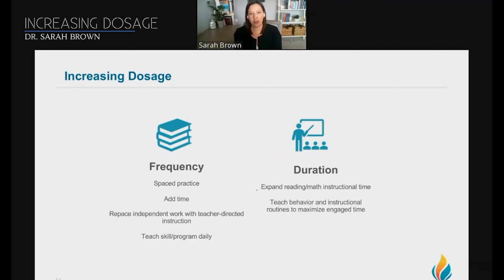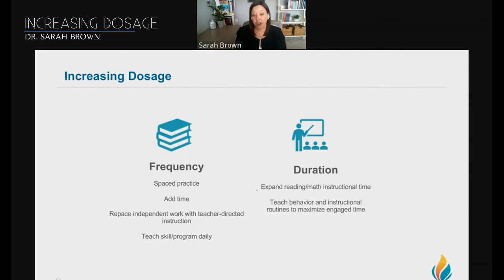We can also replace independent work with teacher-directed instruction. So if there are times right now in your schedule where students are doing more independent work, if we replace that with teacher-directed instruction, that increases the frequency or the dosage of that instruction. And then try to teach a skill or a program daily. If right now we're doing it maybe every other day or not quite as often, teaching it more often.